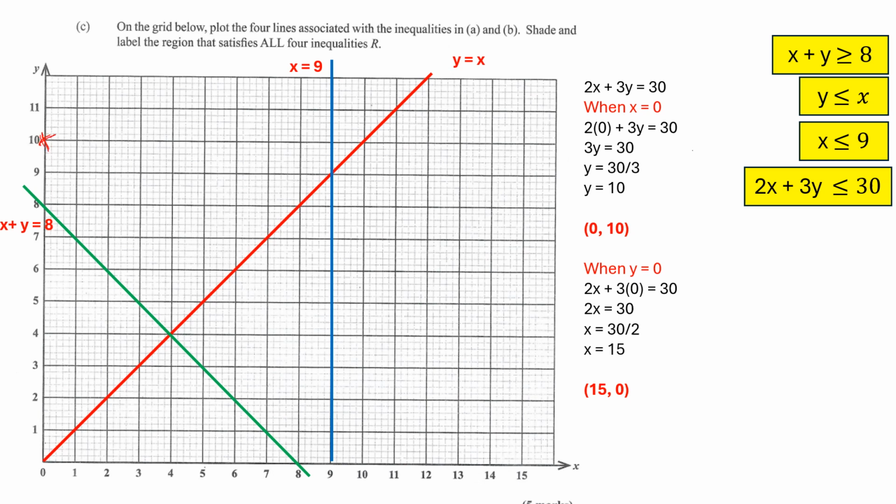That's that point. Then we substitute y equals 0 into the same 2x plus 3y equals 30, and we get x equals 15. That's going to give us the coordinates 15, 0. So we're going to plot that there. 15, 0 is here. Good. We draw a line to connect those 2 points, and we have labeled it as 2x plus 3y equals 30. So we have plotted the 4 lines. Now we have to look at shading the region that satisfies all 4 inequalities.